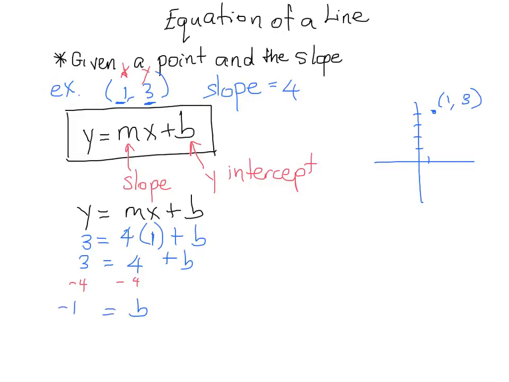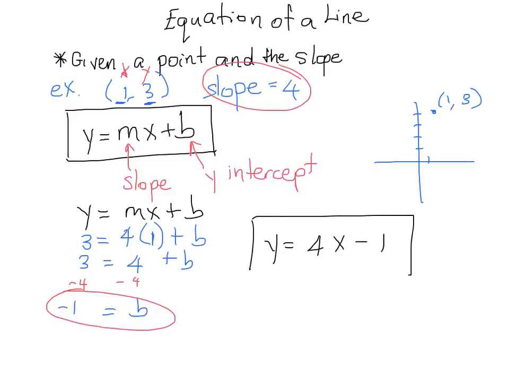Once we have that b is equal to -1, we now have enough information for our equation. We have our slope and we have our y-intercept. So our equation is y = 4x - 1. We leave x as x and y as y because remember that x and y represent every point on our line, and there are infinitely many points on our line.